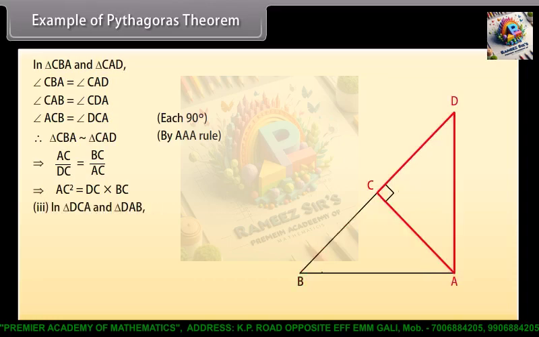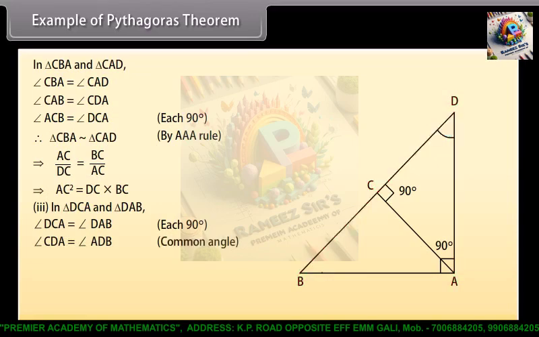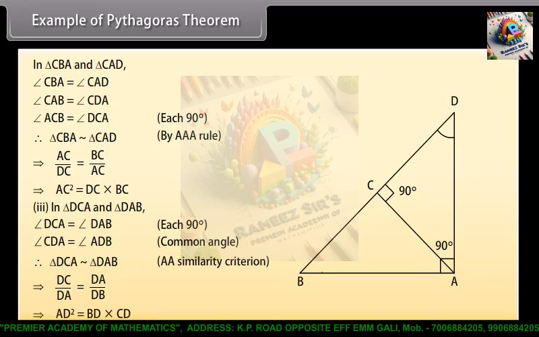3. In triangles DCA and DAB, angle DCA equals angle DAB, each being 90 degrees. Angle CDA equals angle ADB, common angle. Therefore, triangle DCA is similar to triangle DAB by the AA similarity criterion. DC upon DA equals DA upon DB, which implies AD square equals BD into CD.